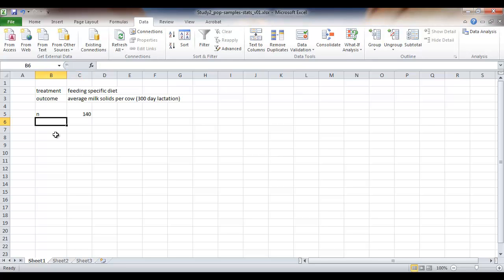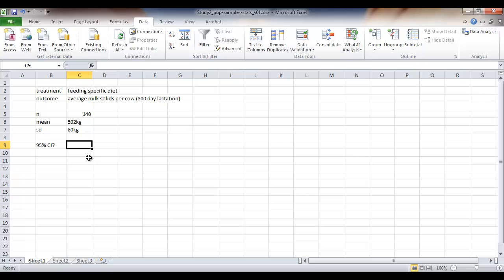The milk solids produced by each cow in their 300-day lactation was measured, and the average was 502 kilograms of milk solids per cow. The standard deviation was 80 kilograms of milk solids. So we want to know what is the 95% confidence interval for the population average in this population. So we can go to our formulas for calculating confidence intervals. And we know the confidence interval for the mean depends on the mean value itself, the standard deviation, and the number of animals in the population.